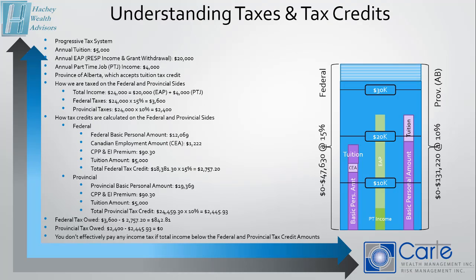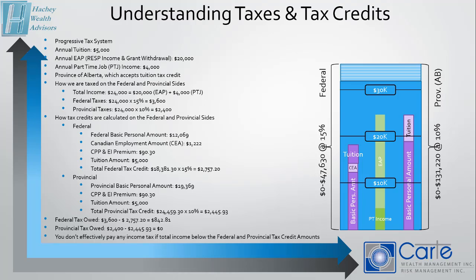Now let's cover a few basics. In Canada and Alberta, we have a progressive tax system, which means that the more you make, the higher average tax rate you will pay. Practically speaking, this means that we have tax brackets. We will be using the 2019 CRA and Alberta income tax rates, credits, and brackets in this video.